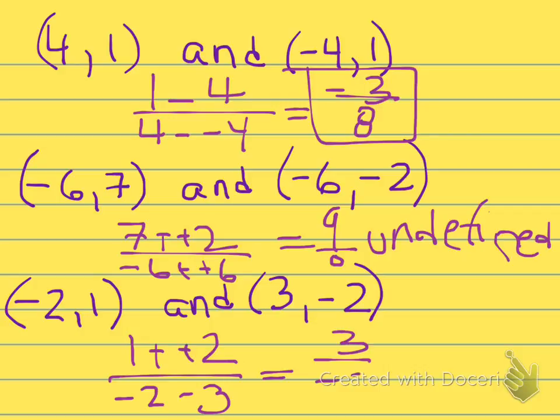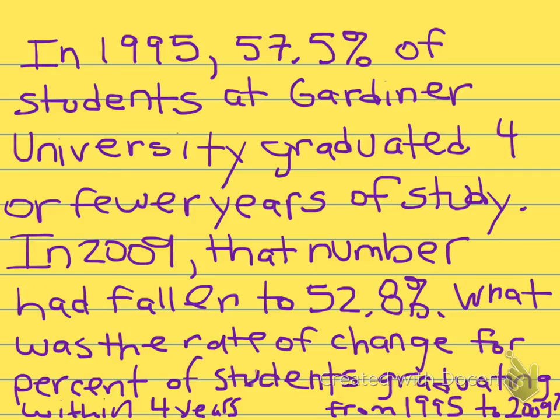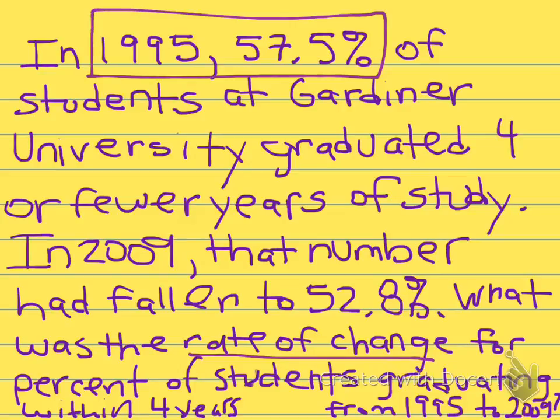Gives us 3 over -5. Next, it's asking us to find the rate of change, which is the same as slope, so we're looking for 2 ordered pairs. We start with 1995, 57.5%, and then 2009 is our next year, and it says that's 52.8%. This is talking about people that have graduated with 4 or fewer years of study. So we're going to put those as our ordered pairs in order to find the rate of change.